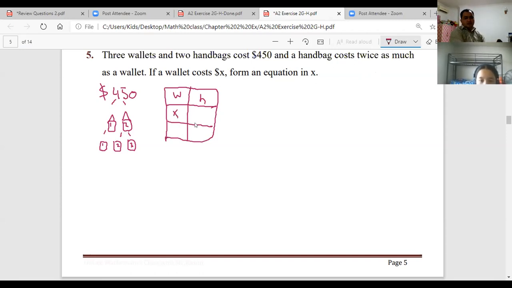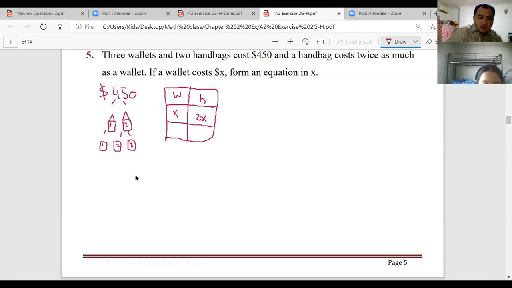Now you can just read it. A handbag costs twice as much as a wallet. So it is 2x. Don't write like this, 2x. And they all have to equal 450. And the first part of the sentence, can you read it? The problem: 3 wallets and 2 handbags cost $450. Stop. Okay, stop. What does it mean, Shahina? Can you write this in labels?